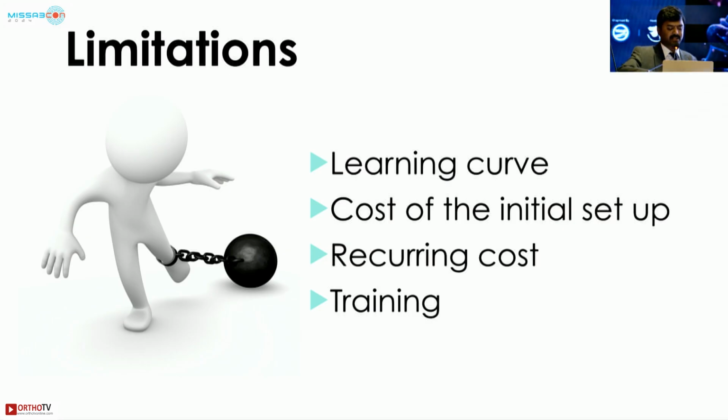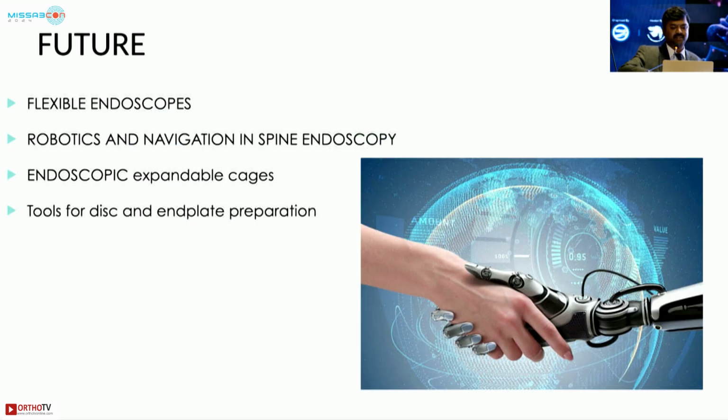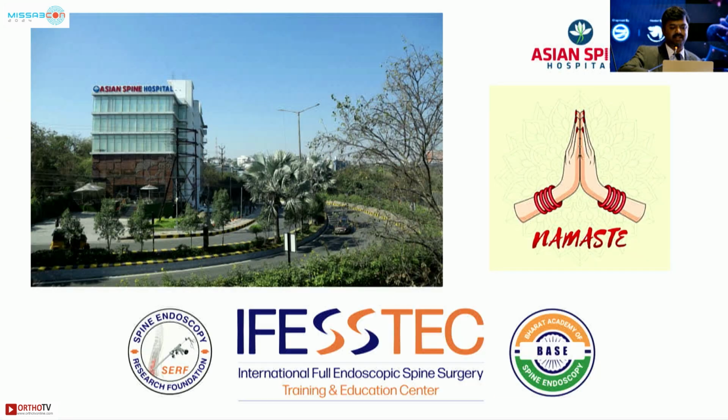So definitely there are limitations of a learning curve, which we are struggling very hard to reduce for beginners. Cost is always there, and recurring cost, yes, that's an issue nowadays. And training, I always quote this E-Spine Academy slide. Training should always be structured, the structure should be there, otherwise there will be a lot of confusion regarding training. So definitely the conference is all about discussing the future. Thank you.